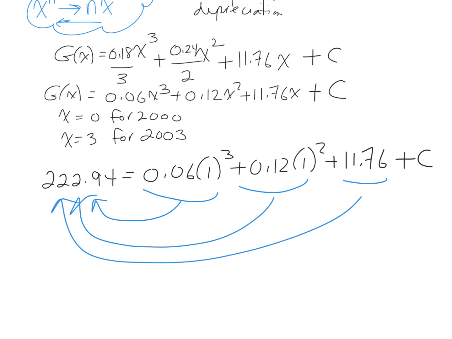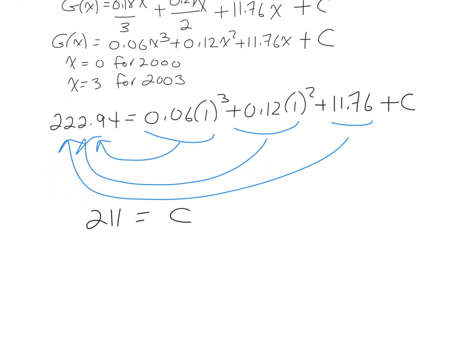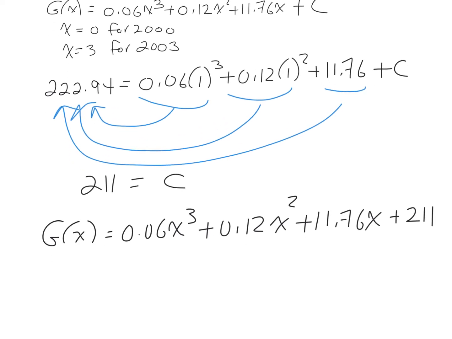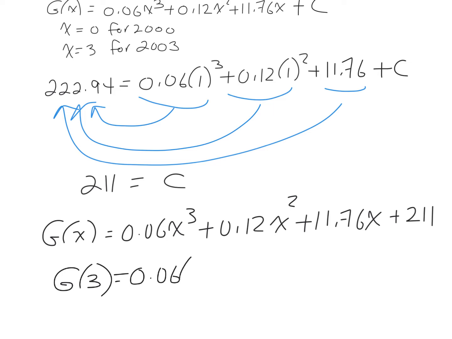So what's the constant? 211. Okay, so 211 equals the constant. Now we put that function back together: 0.06x cubed plus 0.12x squared plus 11.76x plus 211. Okay, now we're ready to substitute 3, to find out what the value of the imports were in 2003. Is that what B was asking us? Yes, yep.